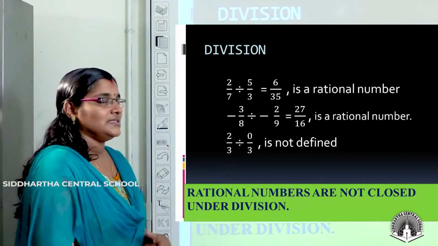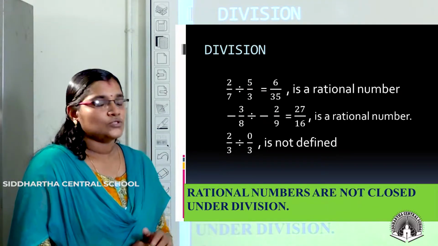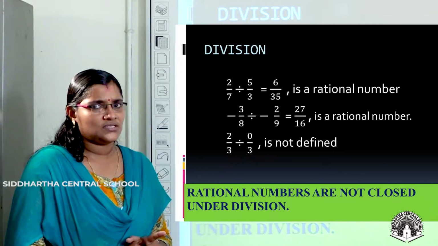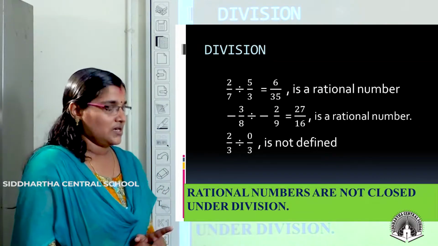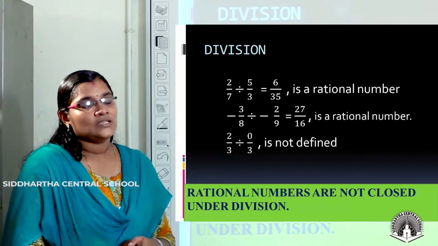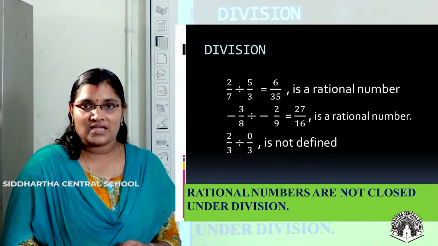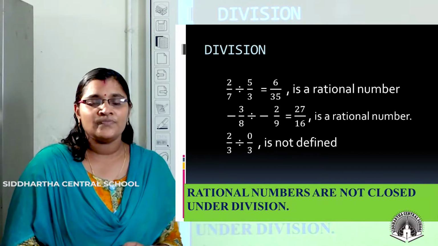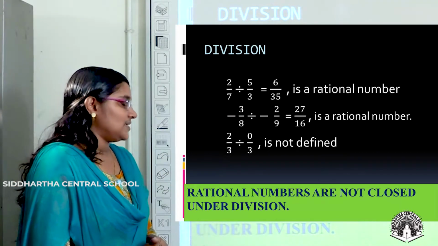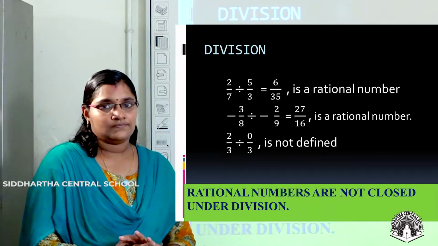But in the third case, 2 by 3 divided by 0 by 3. How can you divide two fractions? Take the reciprocal of the second. So here we are taking the reciprocal of 0 by 3. The answer is what? 3 by 0. So 3 by 0 is not defined. It is division by 0, we cannot define it. So 2 by 3 divided by 0 by 3 is not defined.